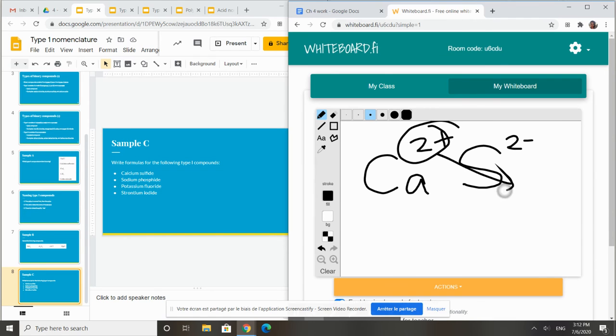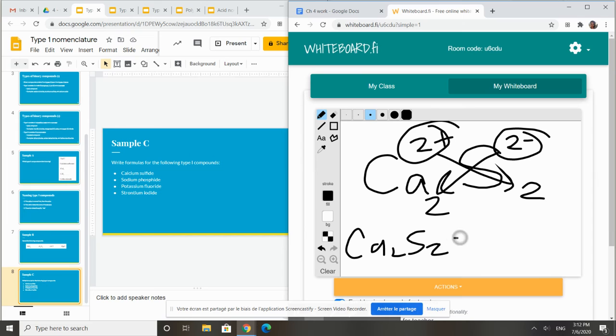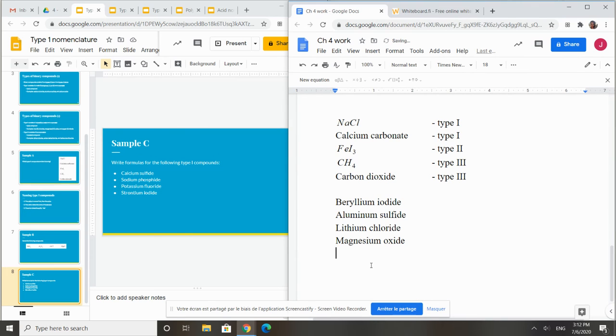So you really want to make sure you remember those. So I originally get Ca2S2, but I have to simplify it. So if you can simplify it, it is obligatory to simplify it. So it's just CaS.